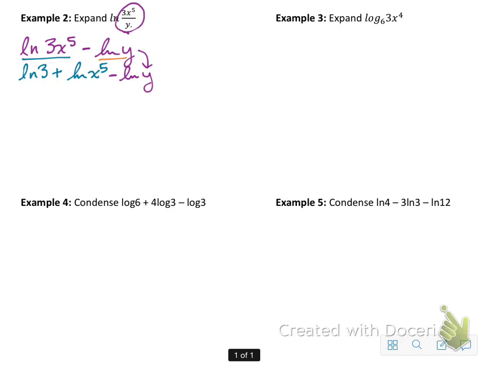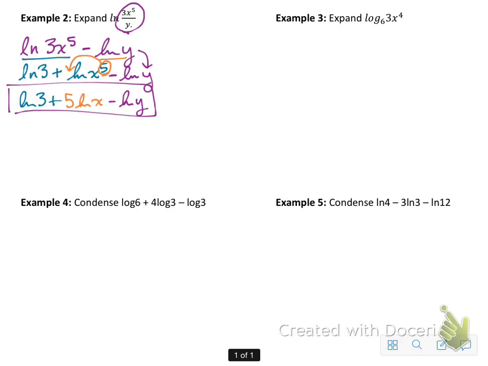Well, I'm still not done, because I have an exponent somewhere. I've got this 5 right here that I'm going to have to move to the front. Now, I don't have to change the natural log of 3, but I am going to make this 5 natural log of x, and I'm not changing the natural log of y. So this is our final answer. That is completely expanded. Let's do another one.